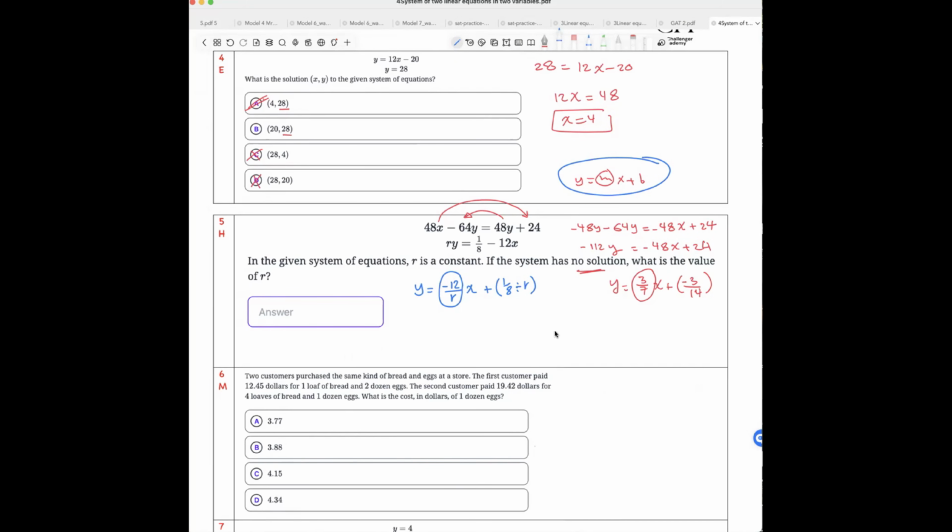And we said that the two slopes are equal. It means negative 12 over r equals 3 over 7. Now you can use your calculator or use cross multiplication. So r equals negative 12 times 7 over 3. Dividing by 3, negative 12 over 3 is negative 4. Negative 4 times 7 equals negative 28.